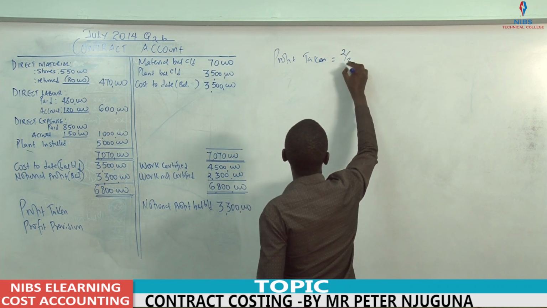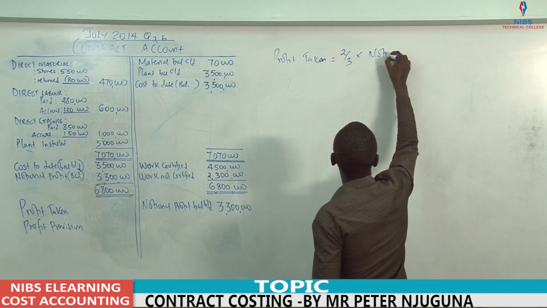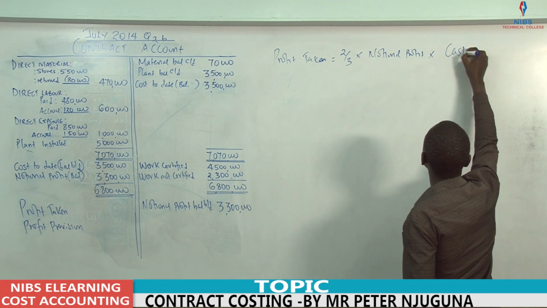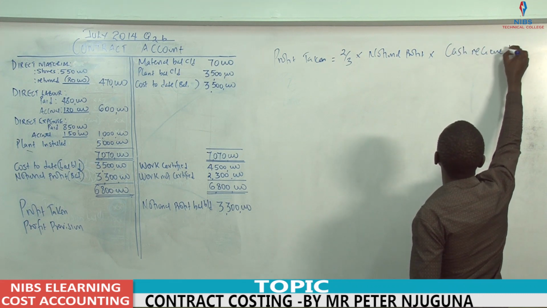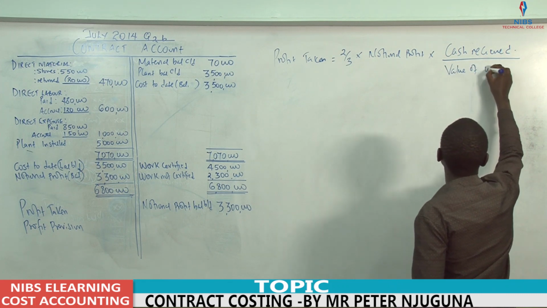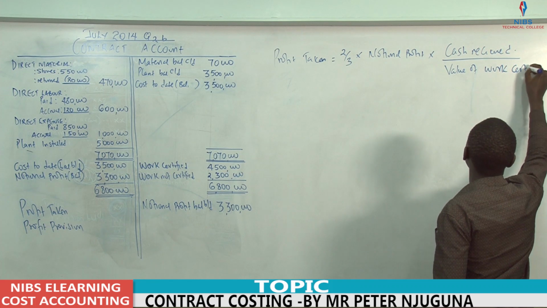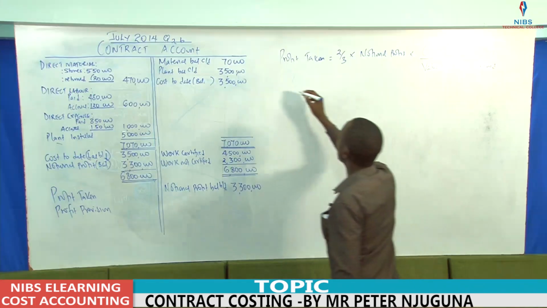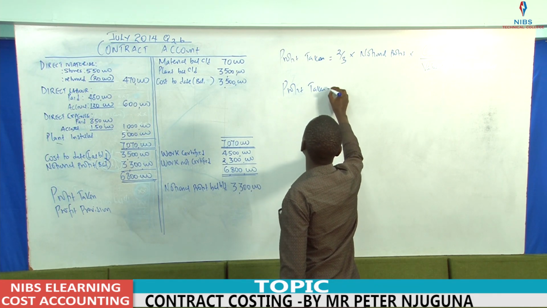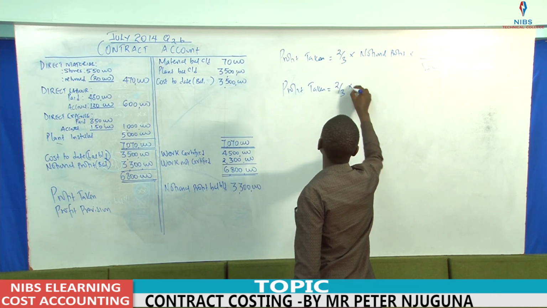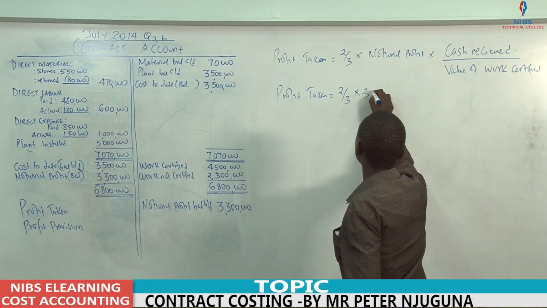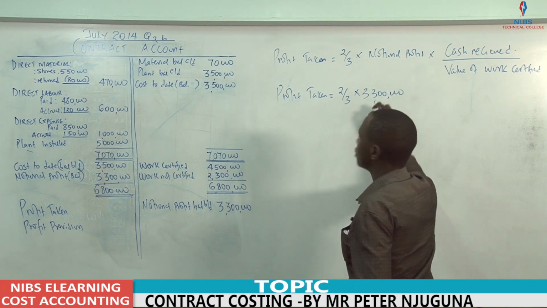Profit taken will be 2/3 multiplied by notional profit, multiplied by cash received, divided by value of work certified. So this one, profit taken will be equal to 2/3. Our notional profit, we already have it. This is 3.3 million.